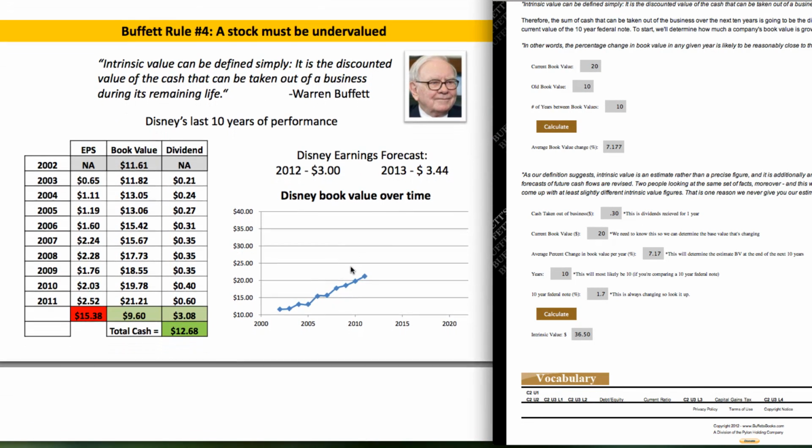So here's the numbers for Disney. Just like we had for the company X, which was our scenario, we have these numbers up here for Disney. Now what I'm going to do is show you how to find all these numbers off of MSN Money. So let's go ahead and do that right now.